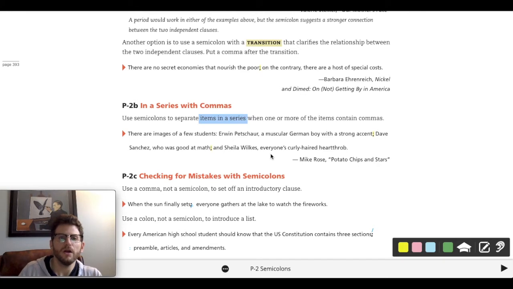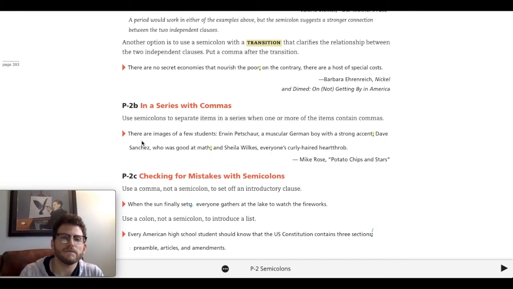Okay. And so if you look at the example here in the book, "there are images of a few students," colon. I talk about colons in another one of my videos. Check that one out too. I'll include it up here. So we're introducing the list with the colon. That's one of the uses of the colon, and I go into much more detail on that in another video.